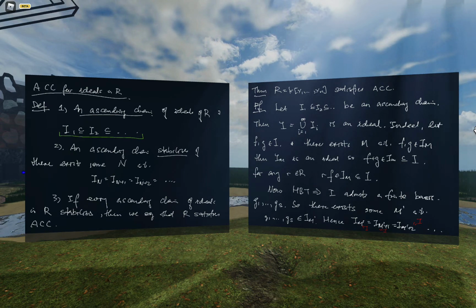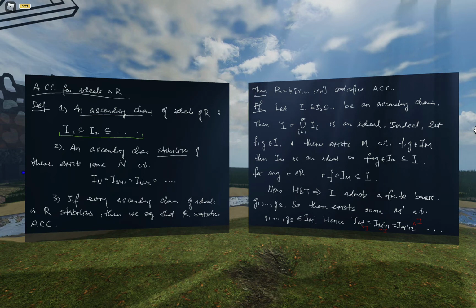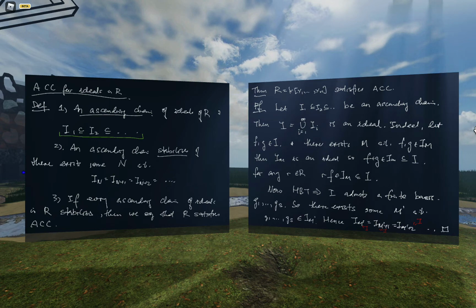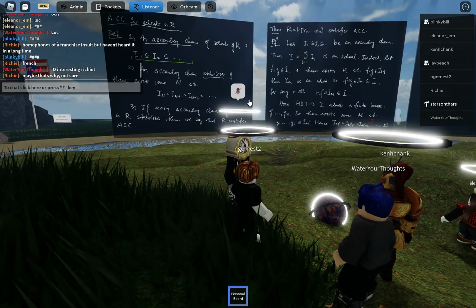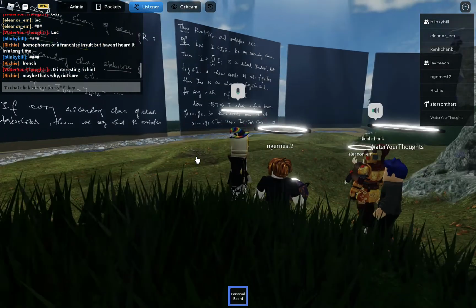So yeah, that's essentially how you show from finite generation that ideals in R satisfy this ascending chain condition. Now, of course, usually it goes the other way, but we've done it backwards. Okay, so yeah, any questions?